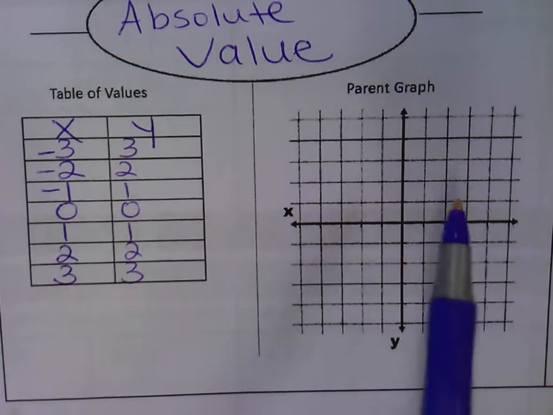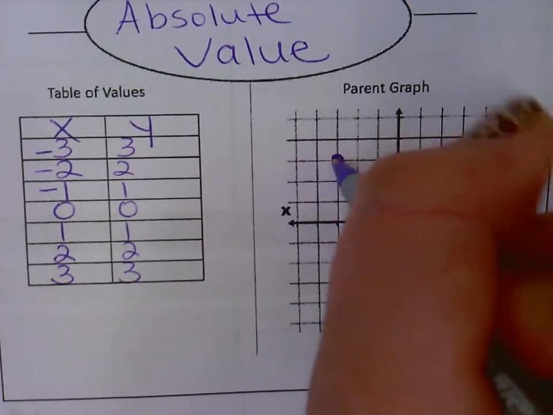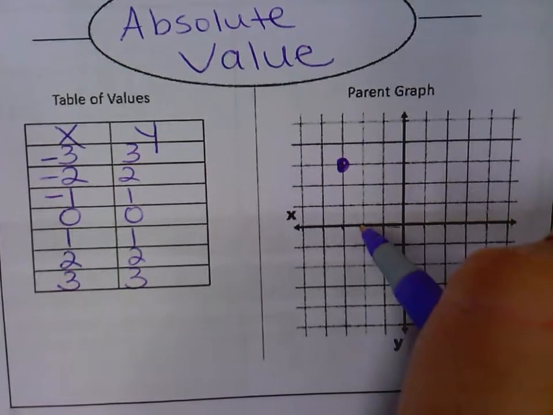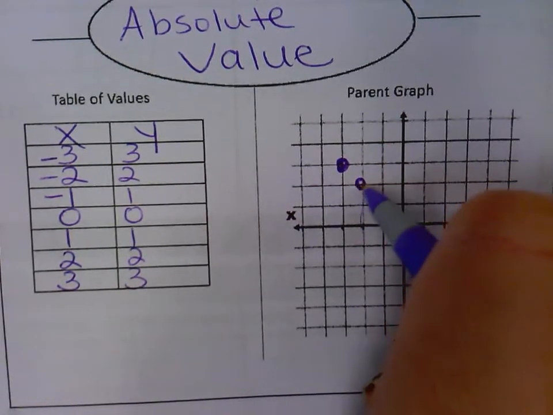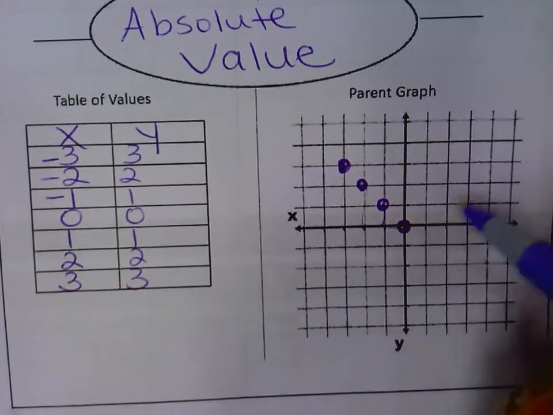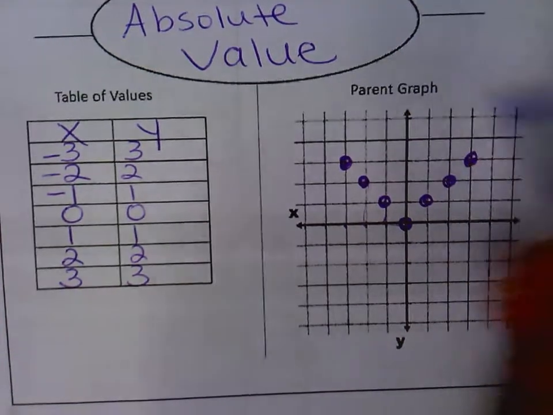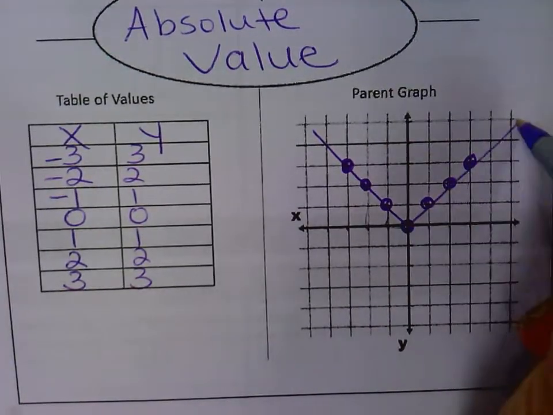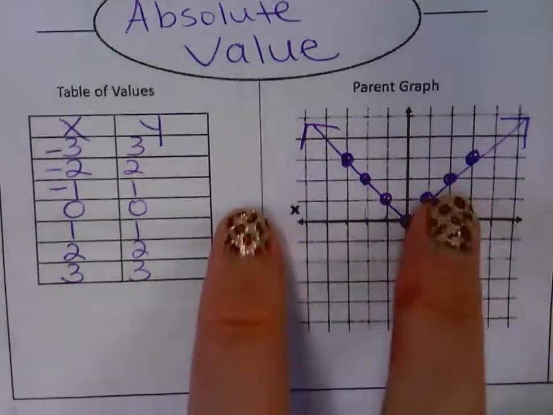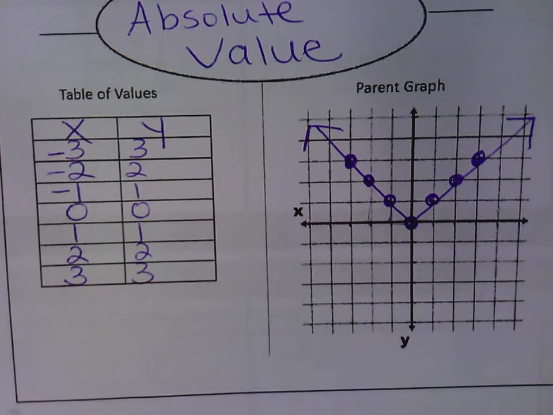Okay, so I have to go to negative 3, comma, positive 3, which would be here. And then negative 2, comma, positive 2, negative 1, 1, 0, 0, and then it forms a V-shaped graph on the other side. So 1, 1, 2, 2, 3, 3. It's a V through the origin, and then it goes forever in both directions. If I change the steepness, I just change the slope. But the slope is always 1 if it's the parent function.